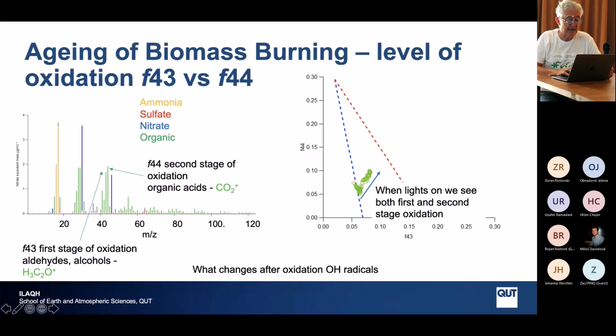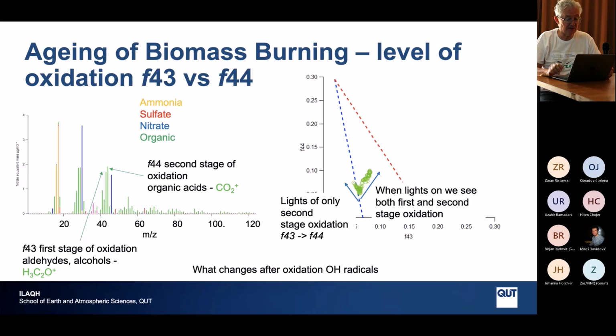So what we see is that at some moment, both the concentration of 44, so the amount of molecules at mass 44, and the amount of molecules at mass 43 increase. That means that you have had both first stage oxidation products and second stage oxidation products. And that was during the lights on period.